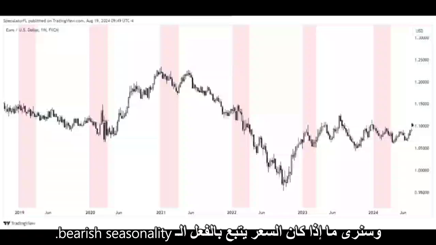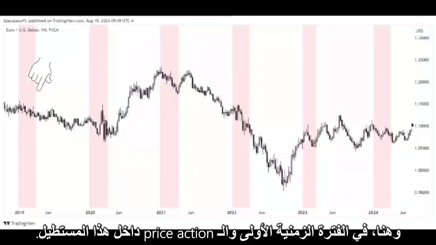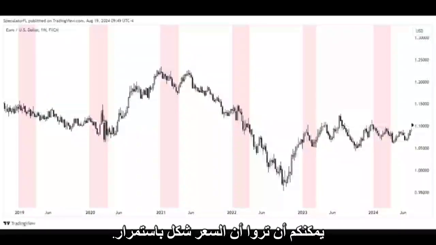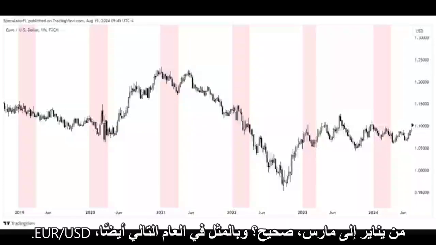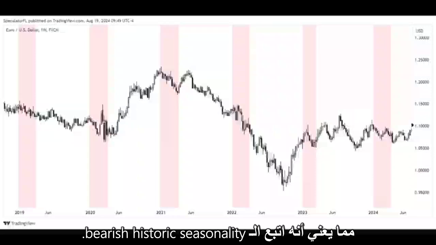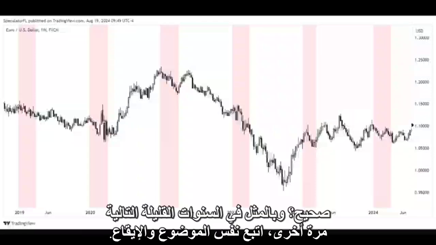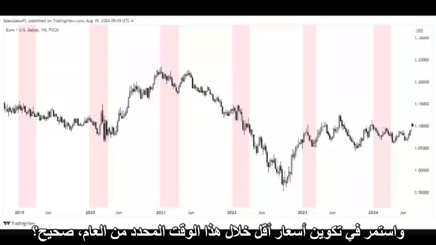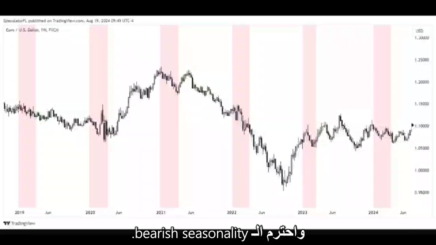and see if price does actually follow the bearish seasonality. Right here, in the first time window and price action inside this rectangle, you can see that price did consistently form lower price action from January to March. Similarly, next year as well, EUR/USD again formed lower prices and bearish price action, which means that it followed the bearish historic seasonality. Similarly, the next few years again it followed the same theme and rhythm and kept making lower prices during this particular time of the year, and respected the bearish seasonality.